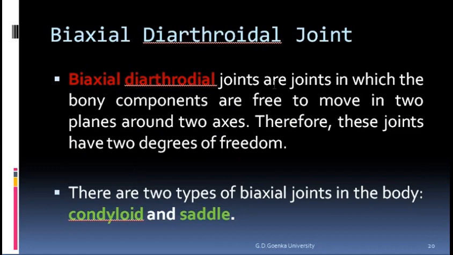Biaxial diarthrodial joints are joints in which the bony components are free to move in two planes around two axes. Therefore, these joints have two degrees of freedom. In uniaxial, we have one degree of freedom. There are two types of biaxial joints in the human body, that is condyloid and saddle joint.